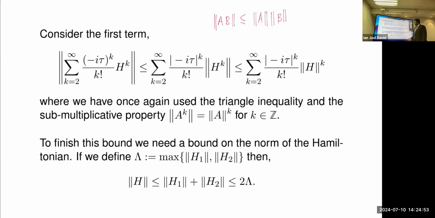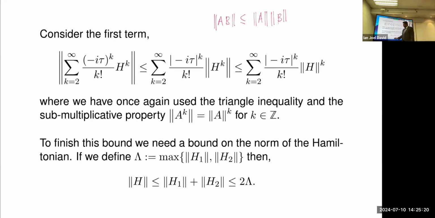And the way we do that is, if we look at the bottom of the slide, we define a quantity lambda, which is just the maximum of the set here, which is the norm of H1 and the norm of H2. So H comprises two terms, H1 plus H2. I evaluate the norm of the individual terms, and I take the larger one. Okay. Once I take the larger one, I arrive at the following result.